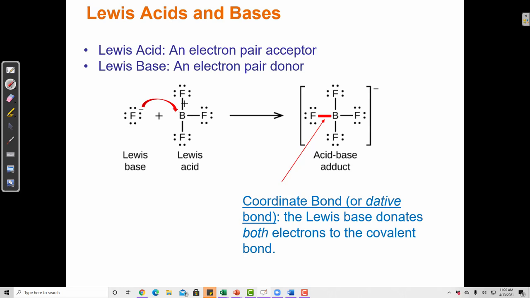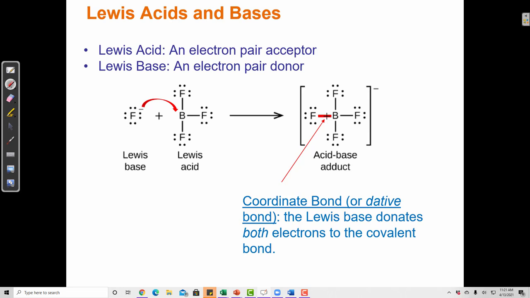Boron only has 2, 4, 6 electrons in this case, and remember, for boron that's normal. Boron usually only has 6, but it also means that there's room for 2 more, because remember that shell can hold 8 electrons, the octet rule. So boron generally only has 6, meaning it has room for 2 more. So if F minus gives 2 of its electrons to boron, we can create this bond right here. Notice that I had a lone pair of electrons on the fluoride, and that lone pair of electrons has now become a bond between the boron and the fluorine.